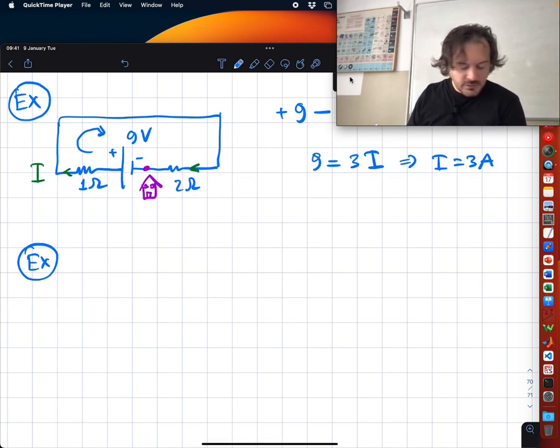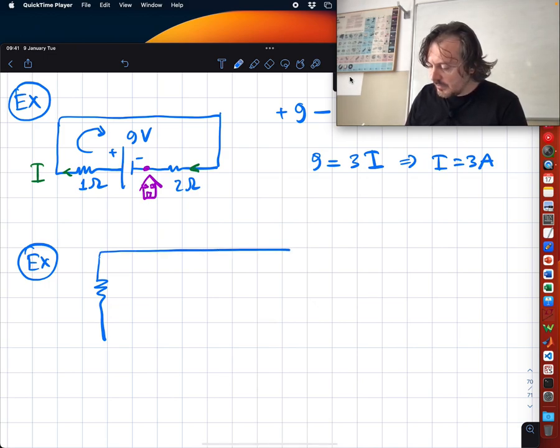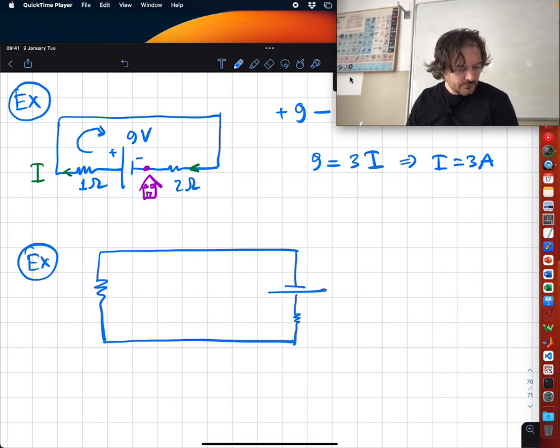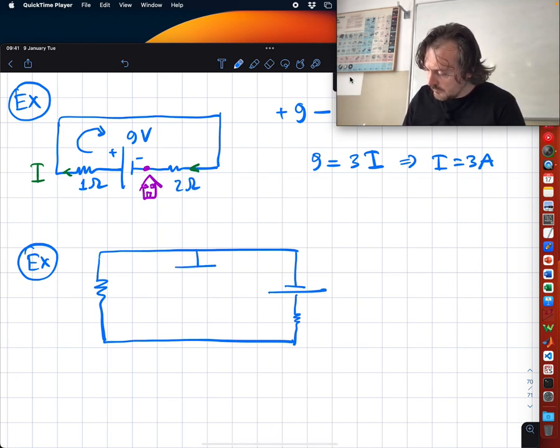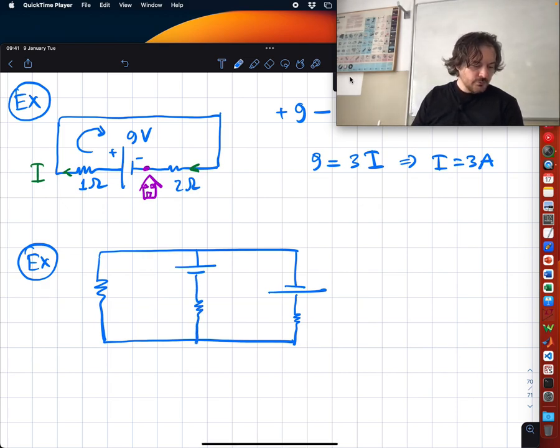So in this particular case, the resistances are neither parallel nor in series, okay? So you can't solve it using the good old theory. You need to use Kirchhoff's rules.